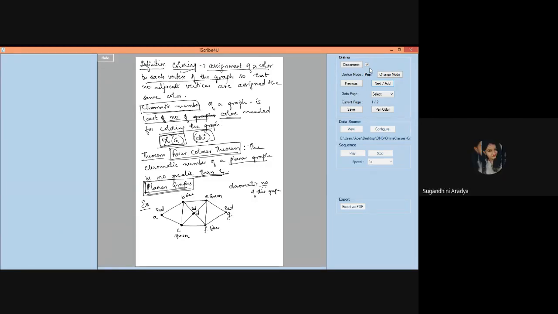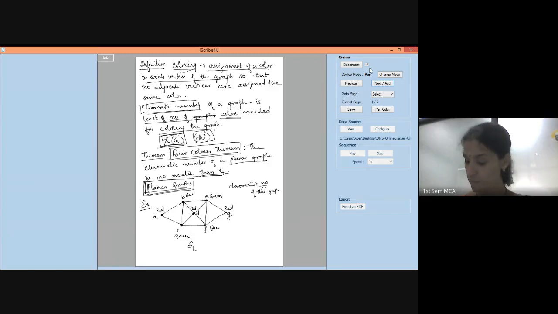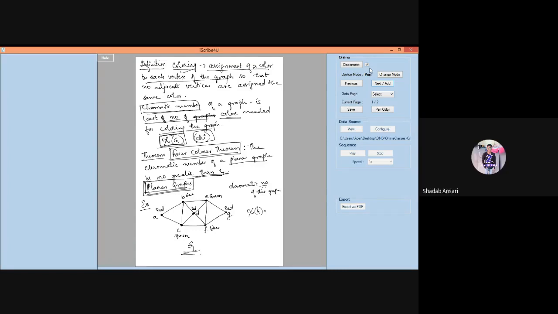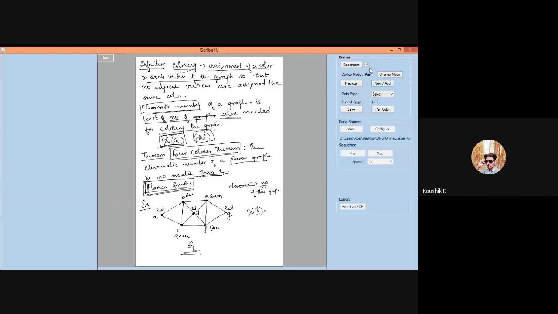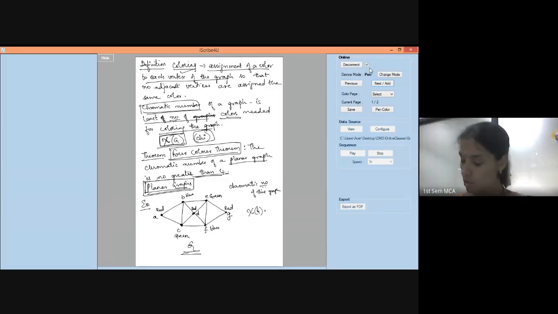Yes, ma'am. So if I call this graph G, chi of G is what? The chromatic number of the graph. Chromatic number means the minimum number of colors that are required to color this graph. What is the minimum number of colors that we have used? Three. Red, blue and green. That is all we have used. So the chromatic number of this graph is 3.